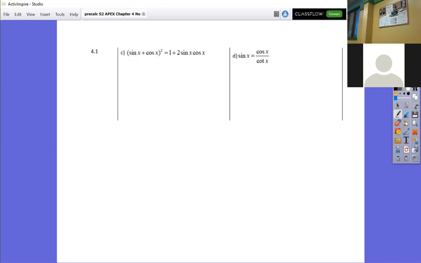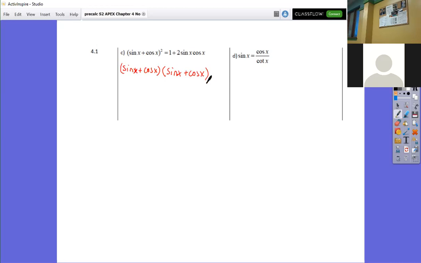All right. So this one says sine x plus cosine x squared equals 1 plus 2 sine x cosine x. Well, looking at this, I don't know what to do with this yet. We will in the future, but not yet. Well, this one I can do. This one means sine x plus cosine x times its square, sine x plus cosine x.